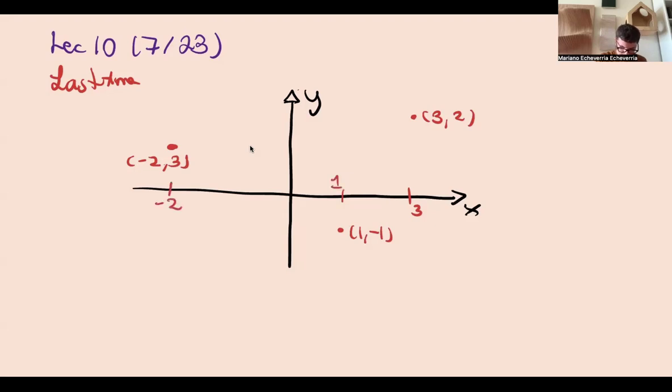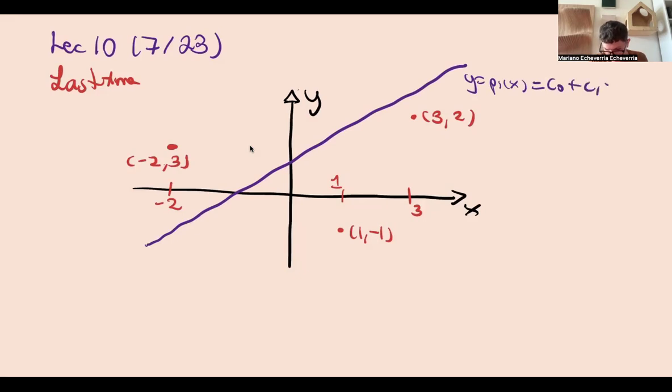And -2. Theoretically, I want to try to find a line that passes through these points. Let me try a random line, right? A line is a polynomial of degree 1. That's how I'm thinking about it right now. The way I'm describing it, it requires two numbers to be specified: the constant coefficient and the coefficient in front of x.